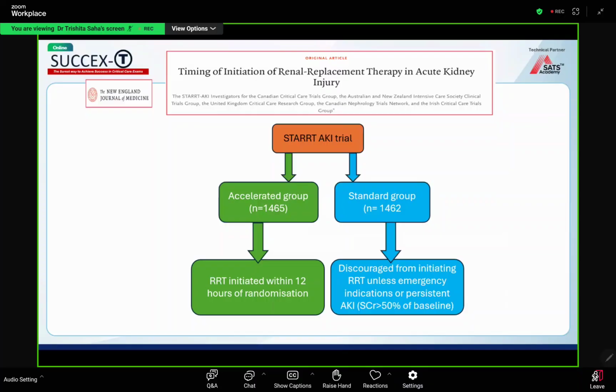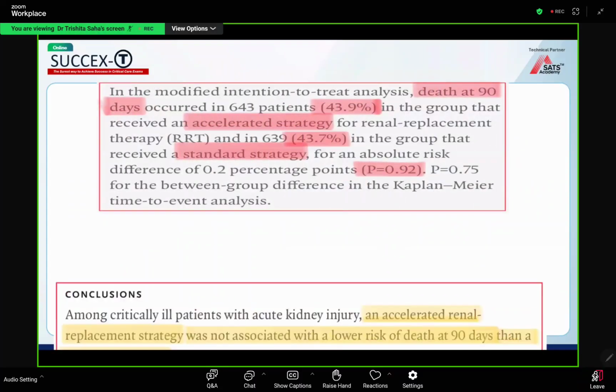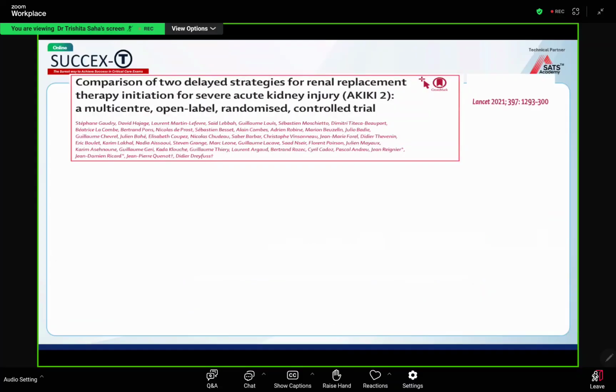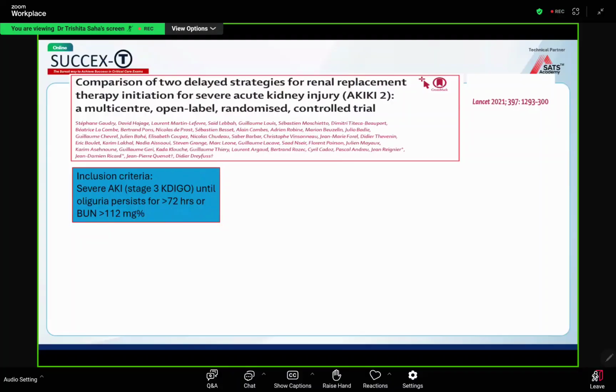Then comes the STARRT-AKI trial. The early group was RRT initiation within 12 hours of randomization, and the standard group was discouraged from initiating RRT unless there was an emergency indication or persisting AKI, that is, serum creatinine more than 50% of the baseline. The conclusion was an accelerated renal replacement strategy was not associated with a lower risk of death at 90 days than the standard strategy.